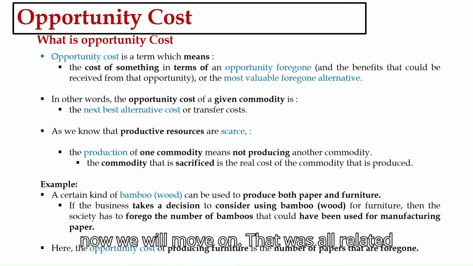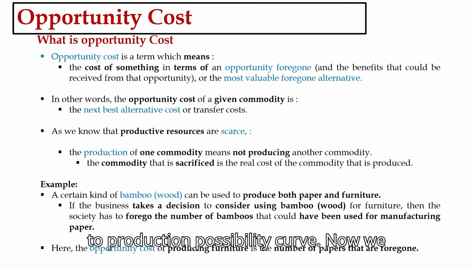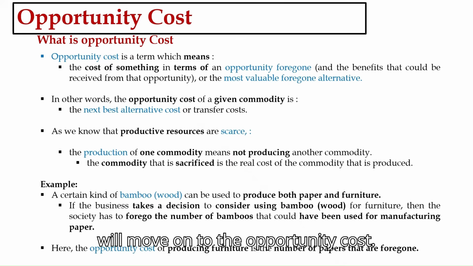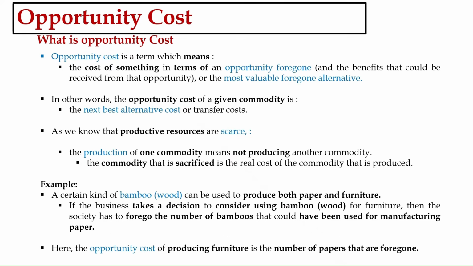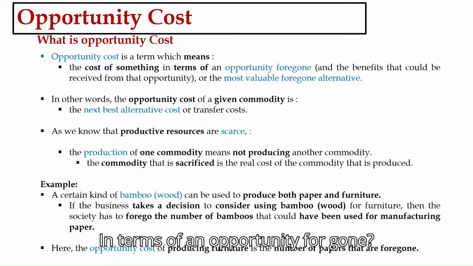So now we will move on. That was all related to the production possibility curve. Now we will move on to opportunity cost. So what is opportunity cost? I'll give you different examples. Don't worry. Opportunity cost is a term which means the cost of something in terms of an opportunity foregone.